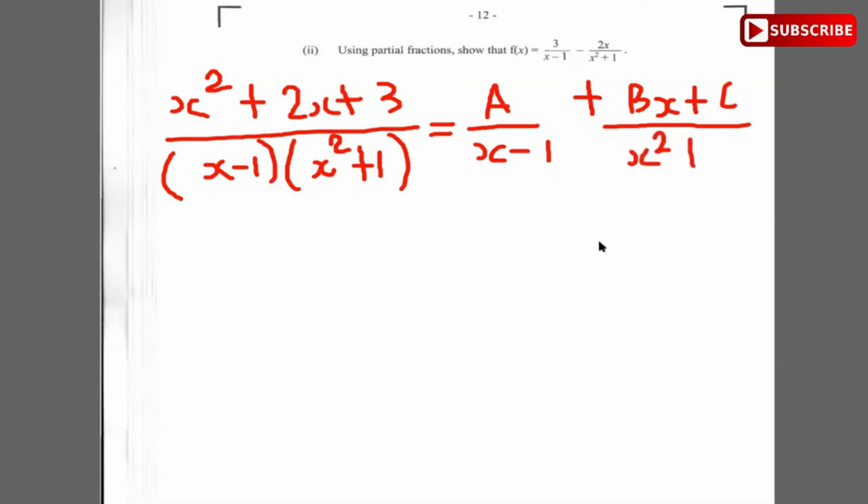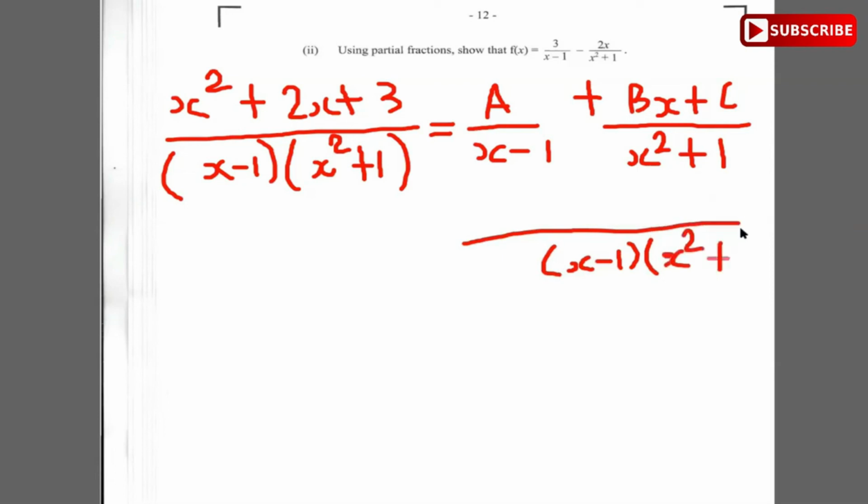So now all you have to do is find the common LCM. The common LCM is going to be, of course, x minus 1 times x squared plus 1. And so this into this leaves x squared plus 1, so it's going to be a times x squared plus 1, which is ax squared plus a. And then this into this leaves x minus 1, so it's going to be bx plus c times x minus 1.